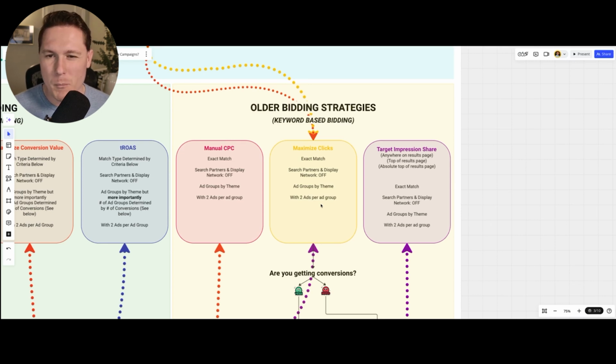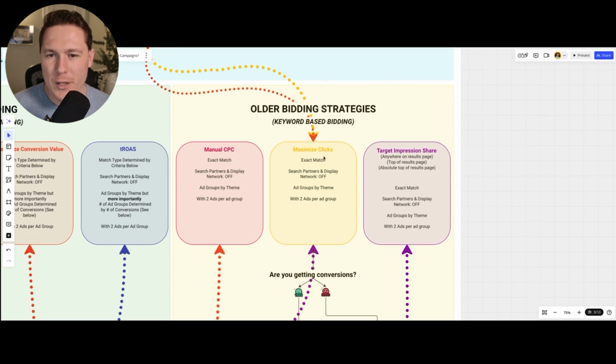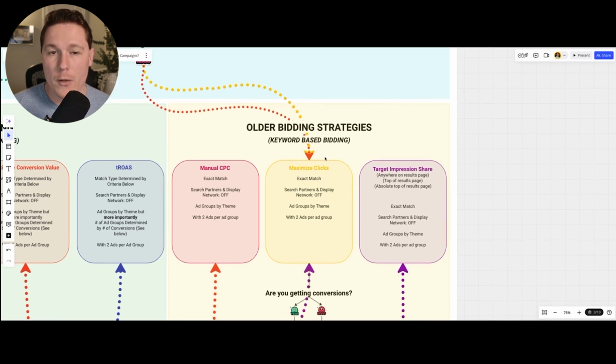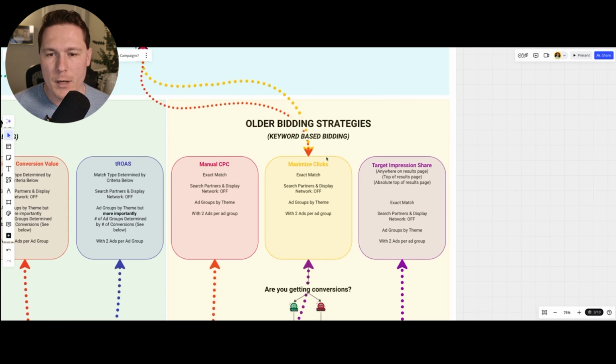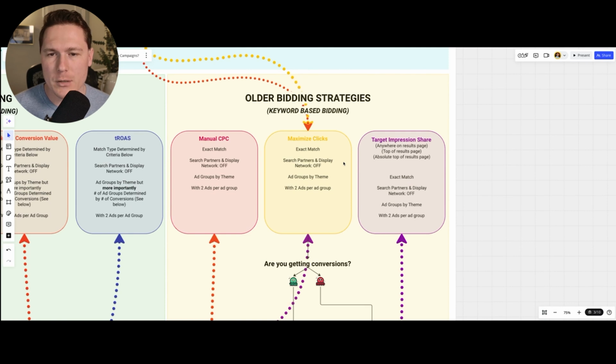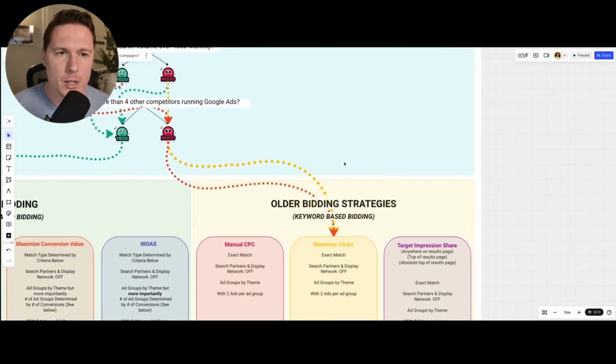If there isn't much volume there, we're talking 0 to 100, then you might want to consider other top of funnel strategies, whether it's YouTube or Meta. You will not be able to essentially create demand from search. Search is capturing demand. So just keep that in mind when it comes to the search volume.